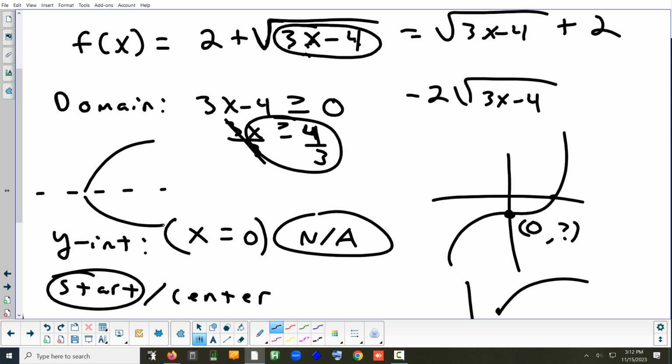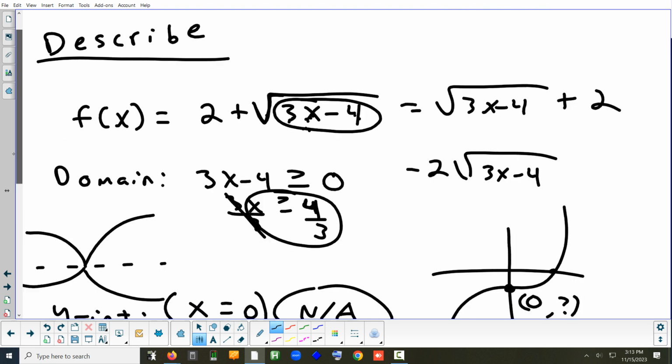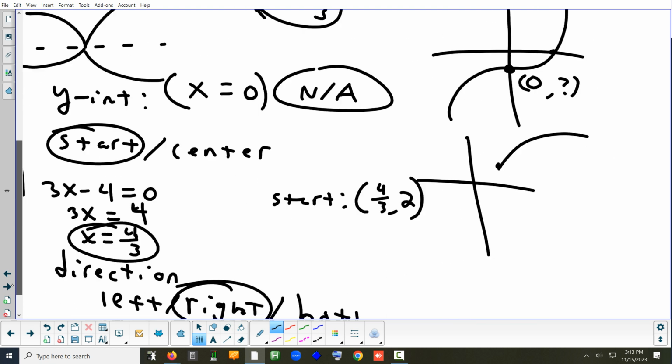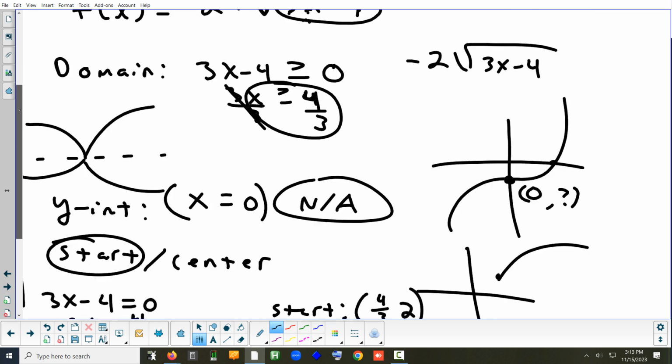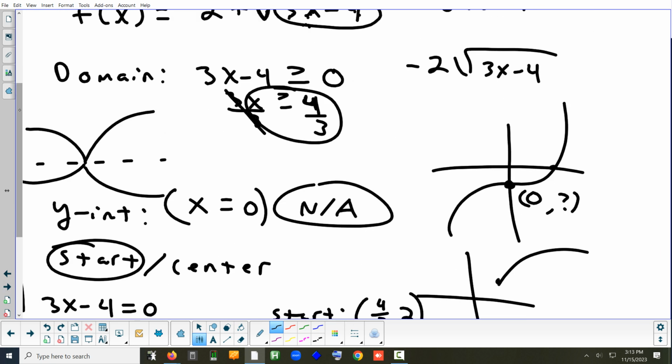So it can reflect 4 different ways. That's the 4 ways it could look: normal, horizontal, vertical, and then both horizontal and vertical at the same time. All right. So any questions on the y-intercept, direction, start, or the domain? Okay.